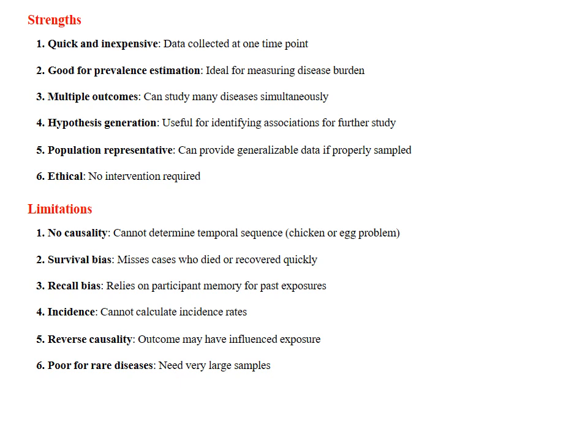Next are the limitations. No causality, cannot determine temporal sequence, like the chicken or egg problem. Survival bias, misses cases who died or recovered quickly. Recall bias, relies on participant memory for past exposure. Incidence, cannot calculate incidence rate. Reverse causality, outcome may have influenced exposure. Poor for rare diseases, needs a very large sample. These are the basic strengths and limitations of these studies.